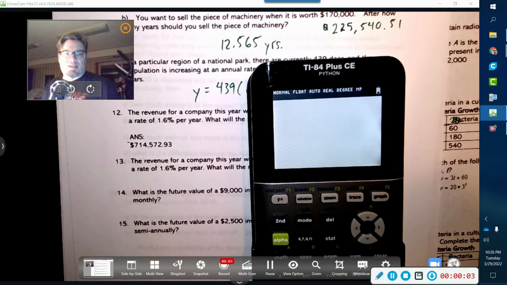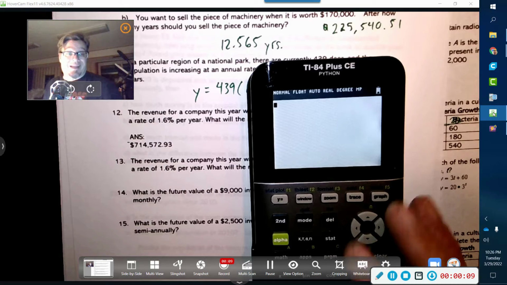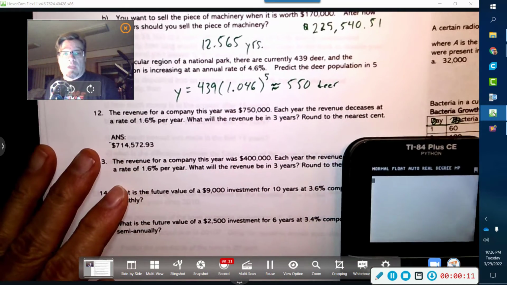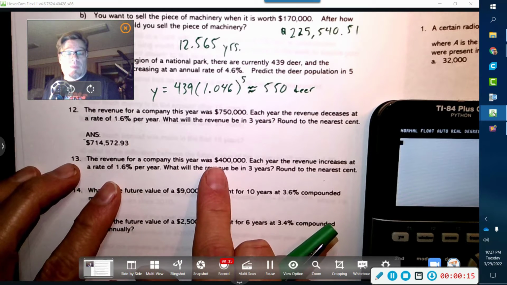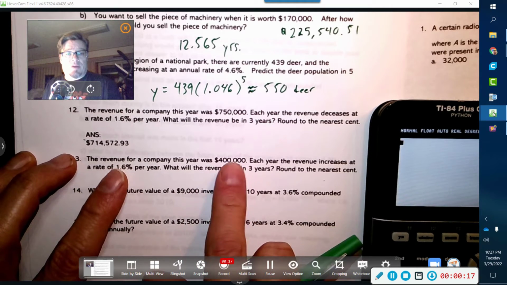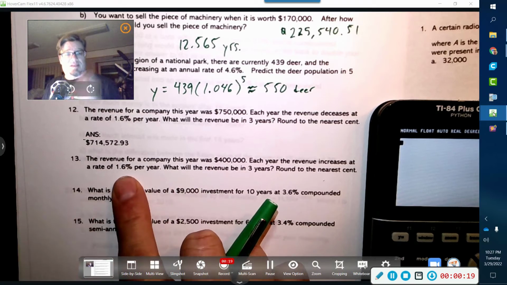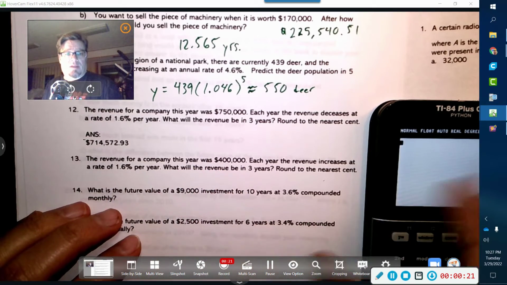13 through 18 are going to be a quick go because I'm not going to write anything down. I'm going to go right into the calculator because that's just the kind of problem they are. You are essentially given the data: the revenue was this each year, and it increases at that rate. What will it be in 3 years?